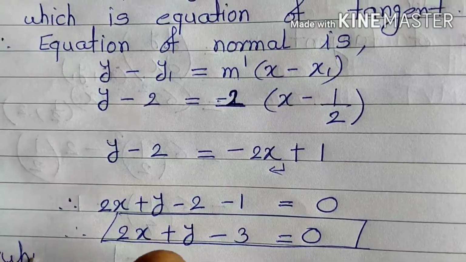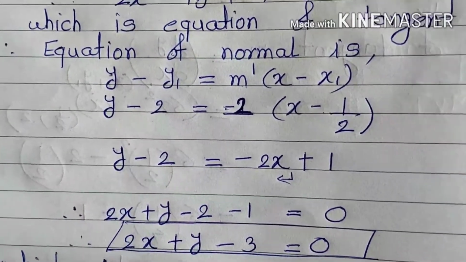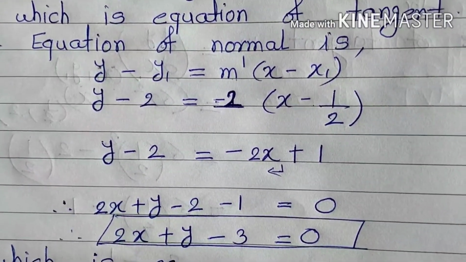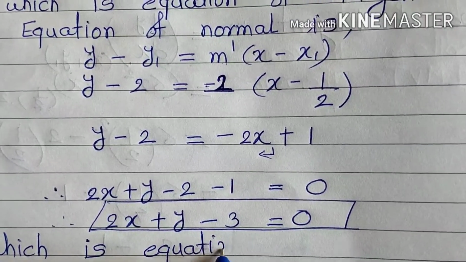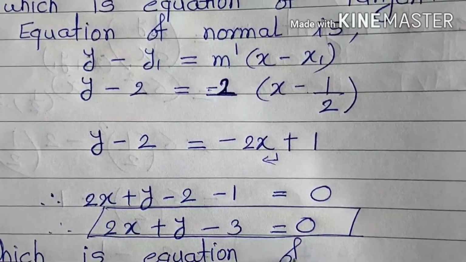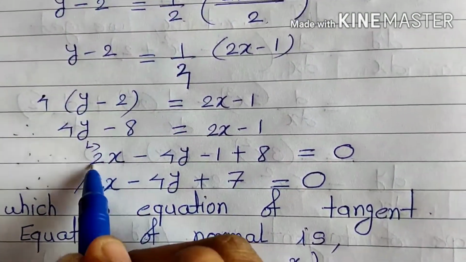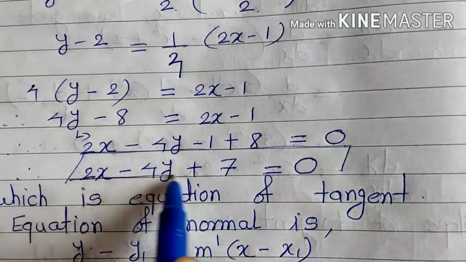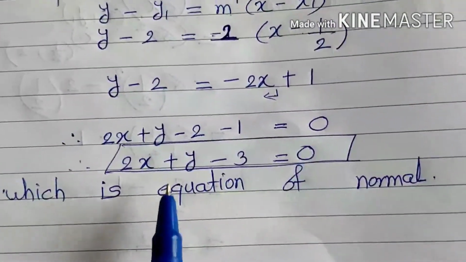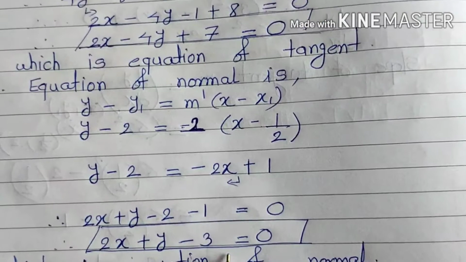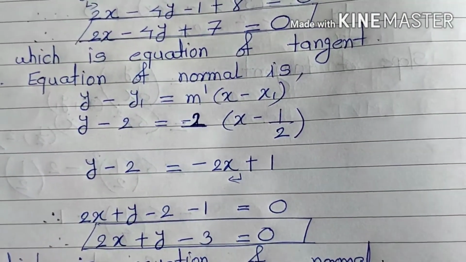So our equation of tangent is 2x minus 4y plus 7 equal to 0, and equation of normal is 2x plus y minus 3 is equal to 0.